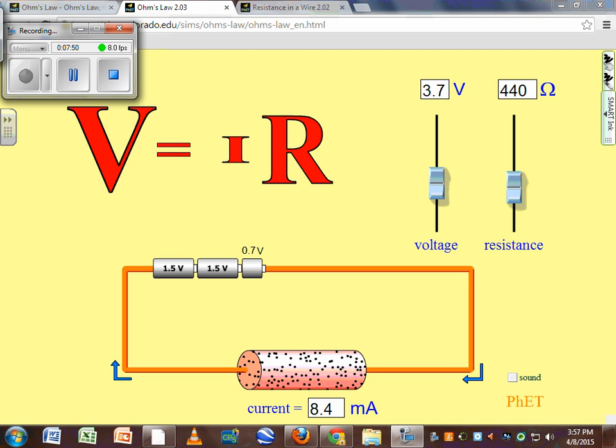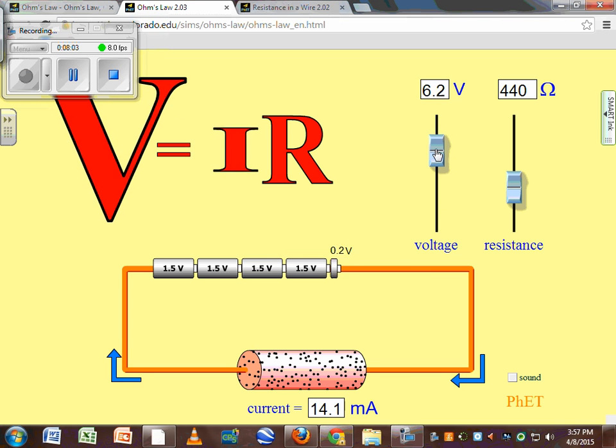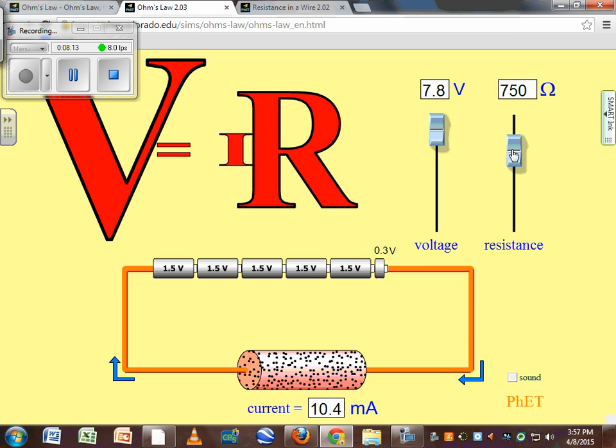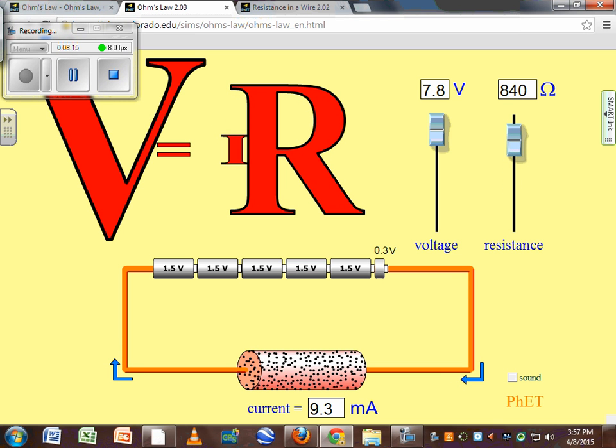Here's a quick simulation of Ohm's law. It's written so that it's V equals I times R. Here's a circuit, and if I increase the voltage, in other words, if I add batteries, the voltage goes up, and I'm keeping the resistance constant so that you can see that the current goes up as well. And if I increase the resistance, that current will go down. As I make the resistance larger and larger, the current goes down. So there are inverse relationships and direct relationships here that we have to understand.